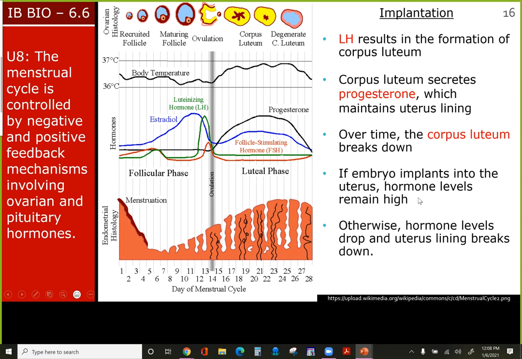If an embryo or a zygote implants into that uterus, this corpus luteum doesn't break down. It stays. And it maintains that uterine lining during the 9 months of pregnancy. If no embryo implants in the uterus lining, that corpus luteum breaks down, progesterone levels fall, and the cycle starts over.